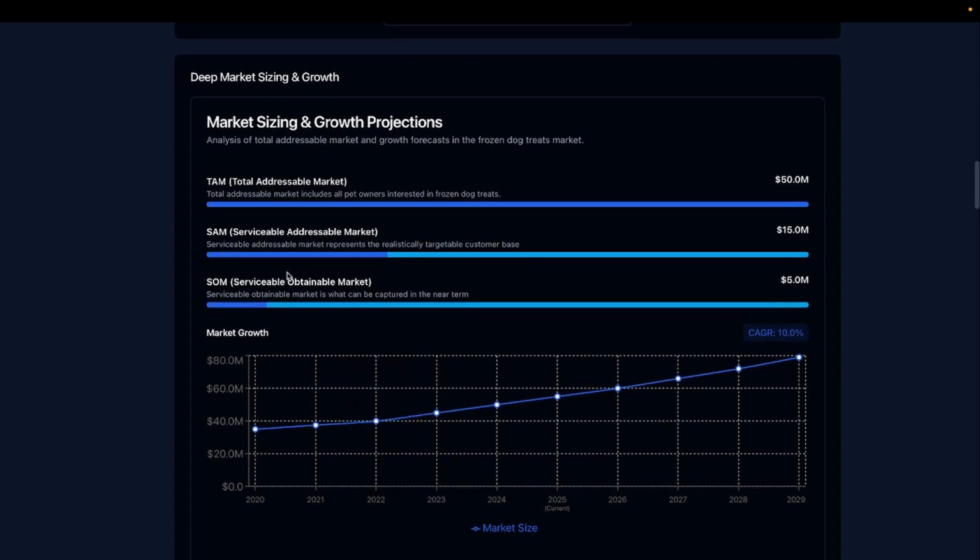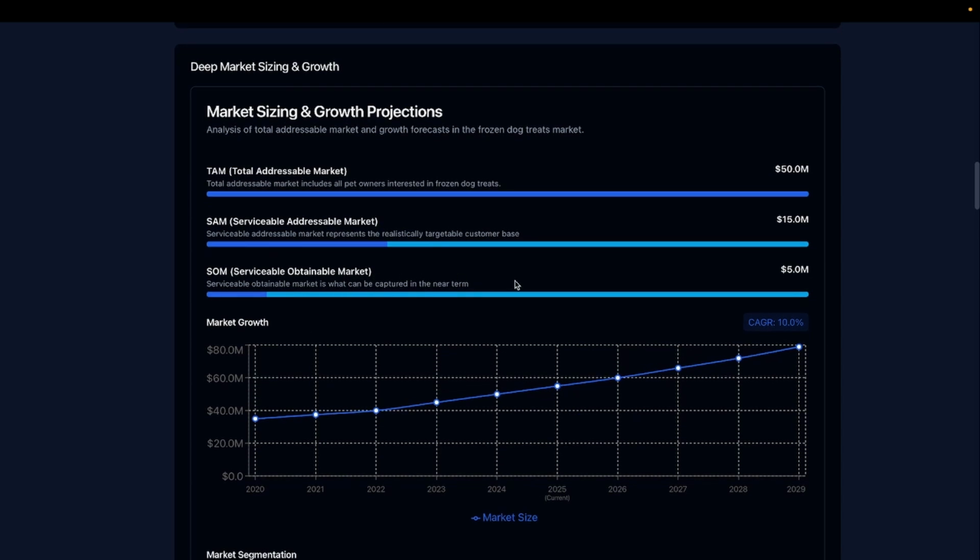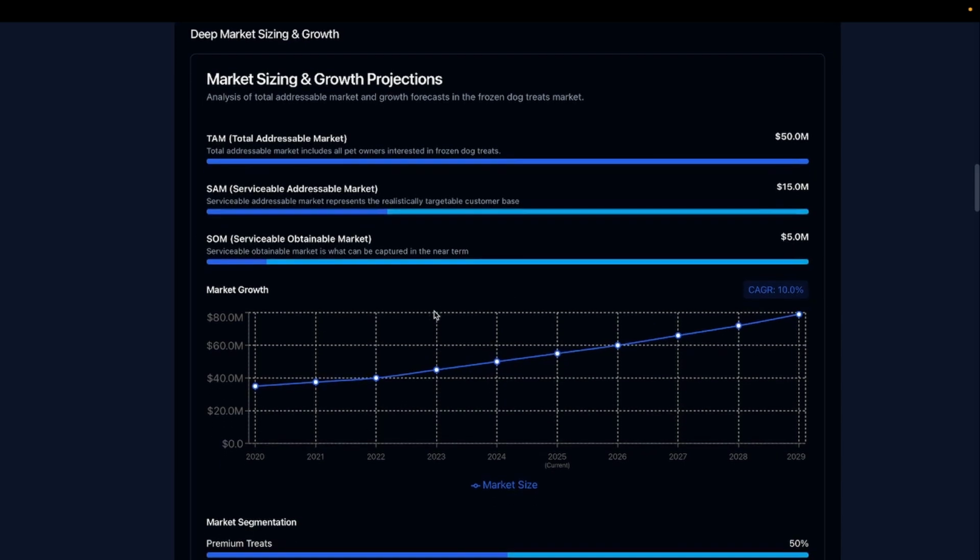then serviceable obtainable market. So you can see the whole market, and what's realistically attainable. That's like 15 million, and it could be captured in the near term. So it's sort of like right now, and then market growth. You can see it growing a bit quicker here, and this is where we are, and this is just an extrapolation. I tried to make it dotted. I can't really. It just messed up.